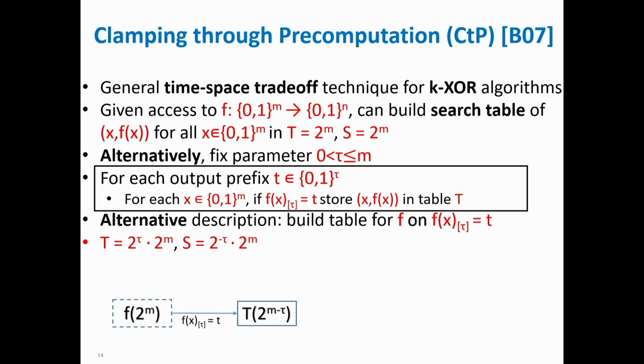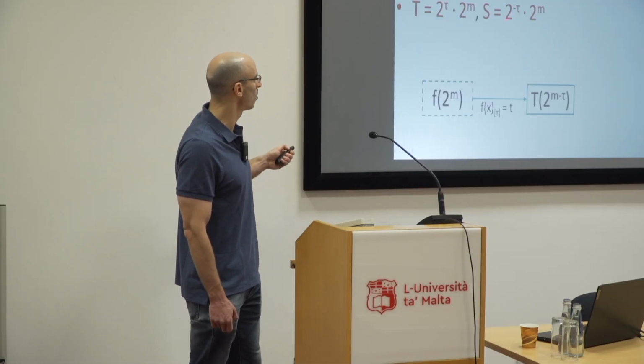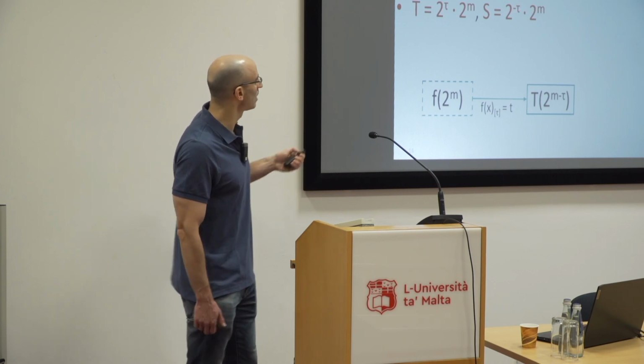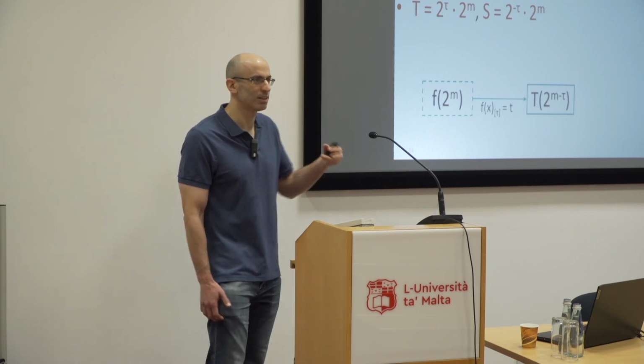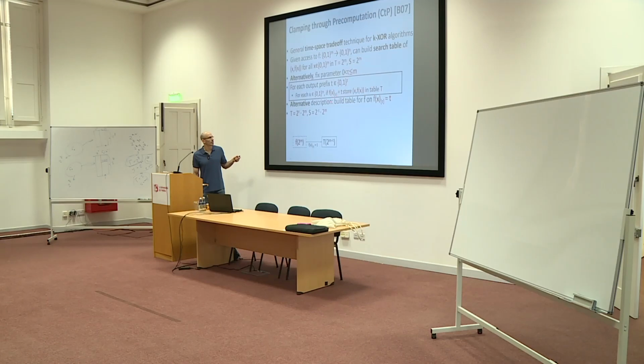And the space complexity, well, now the tables are smaller. They're smaller on average by a factor of 2 to the tau. And why is that? Because this is a tau-bit condition. The probability that for a random n-bit string f of x, its prefix is equal to t is 2 to the minus tau. So the table is smaller.